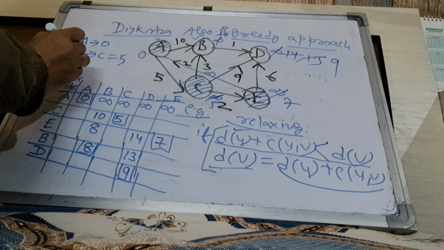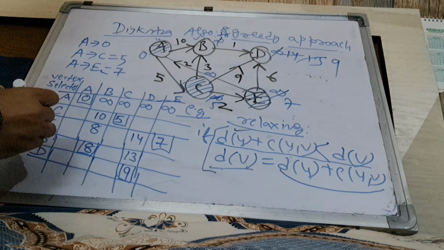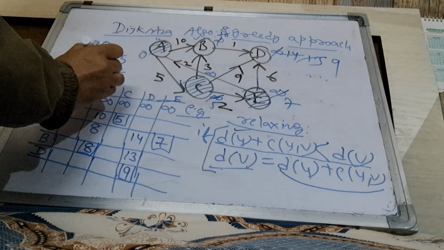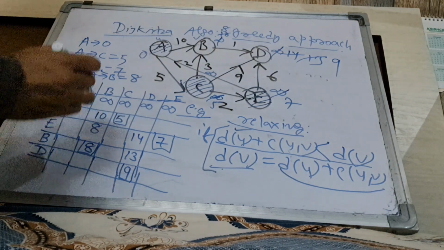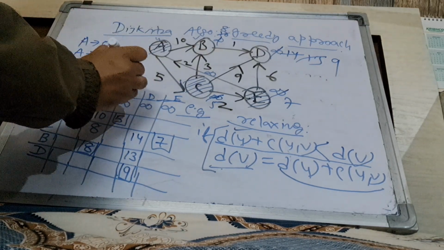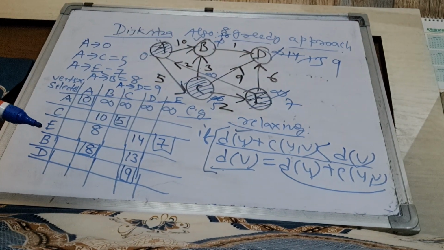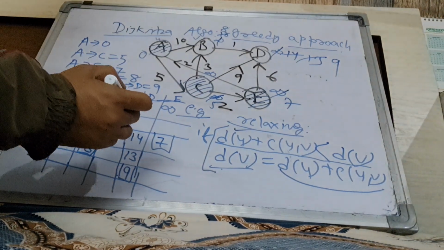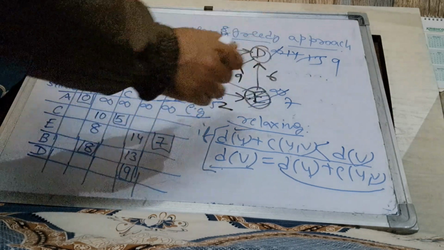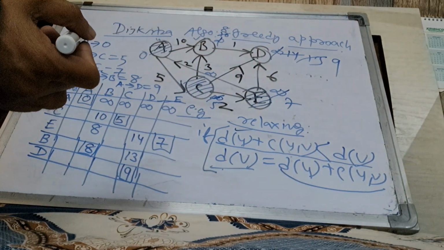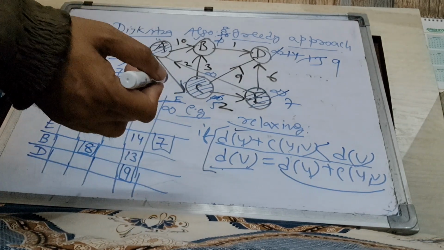My total cost of reaching E will be 7. My total cost of reaching B, A to B, from the source is 8. And the total cost of reaching D, A to D, is 9. So this is the cost matrix from a source A: how much cost is involved to reach any other vertex in the given graph. And whether the graph is directed or undirected, this method will work very well.